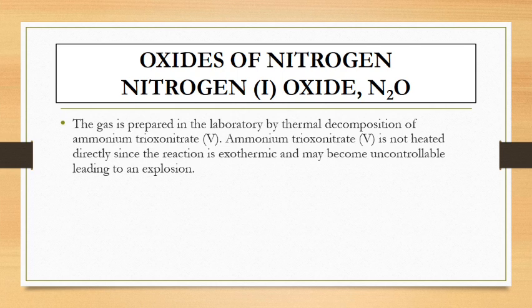This gas is prepared in the laboratory by thermal decomposition of ammonium trioxonitrate(V). Now, please don't get it confused with the ammonium dioxonitrate(III) used in the production of nitrogen. The one used in the production of nitrogen is ammonium dioxonitrate(III), but the one used in the production of nitrogen 1 oxide is ammonium trioxonitrate(V).